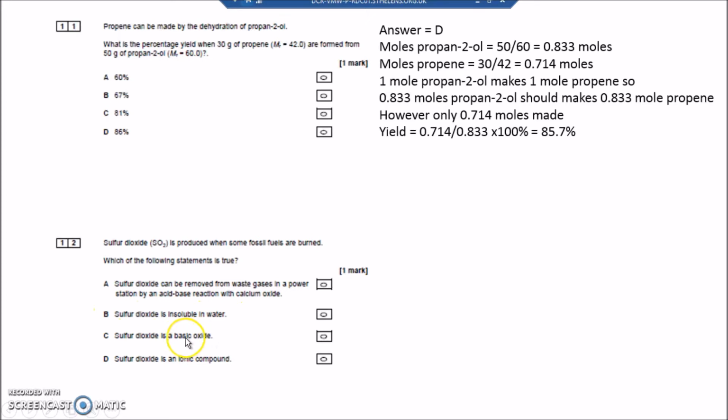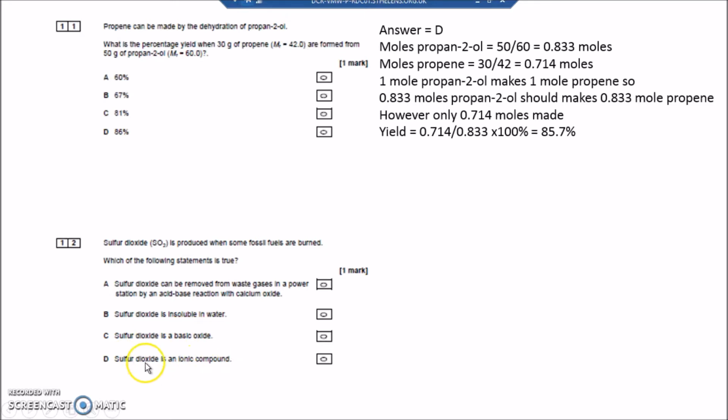Sulfur dioxide is a basic alkaline oxide. Now you get an alkaline or a basic oxide when you get a metal reacting with oxygen, like magnesium oxide or sodium oxide or potassium oxide. Sulfur dioxide is acid. It's an acid oxide. We know that because it's acid rain, and sulfur is a non-metal. So a non-metal oxide like sulfur dioxide is an acid oxide.